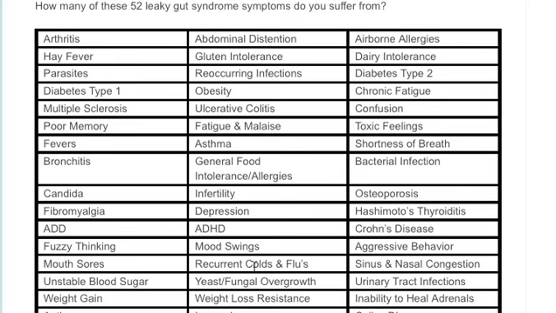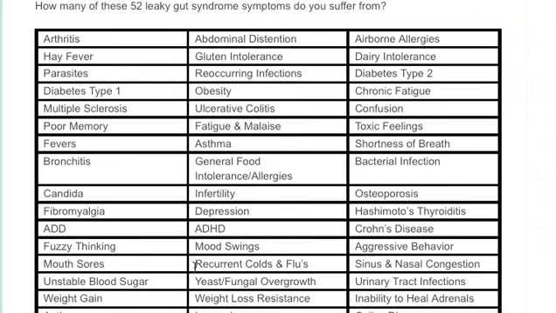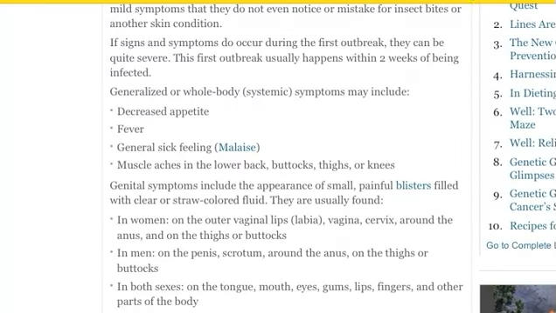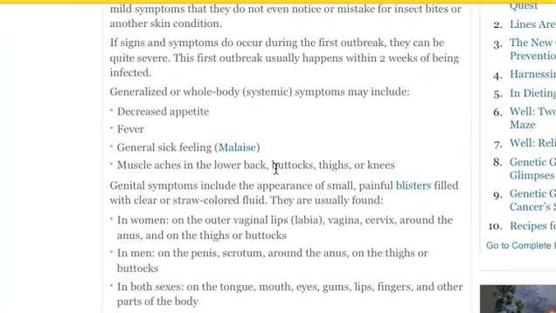Recurrent colds and flus, aggressive behavior, dairy intolerance, gluten intolerance, see, all this has to do with the food that you eat, general food intolerance and allergies. So see, decreased appetite is literally your body not being able to tolerate a certain food. We see fever, and fever is a symptom, again, of recurring colds and flus. Fevers. General sick feeling, again, that's another recurring colds and flus, just chronic fatigue, things like that, general shortness of breath. Those things make you feel sick. Muscle aches in the lower back, buttocks and thighs are weak.